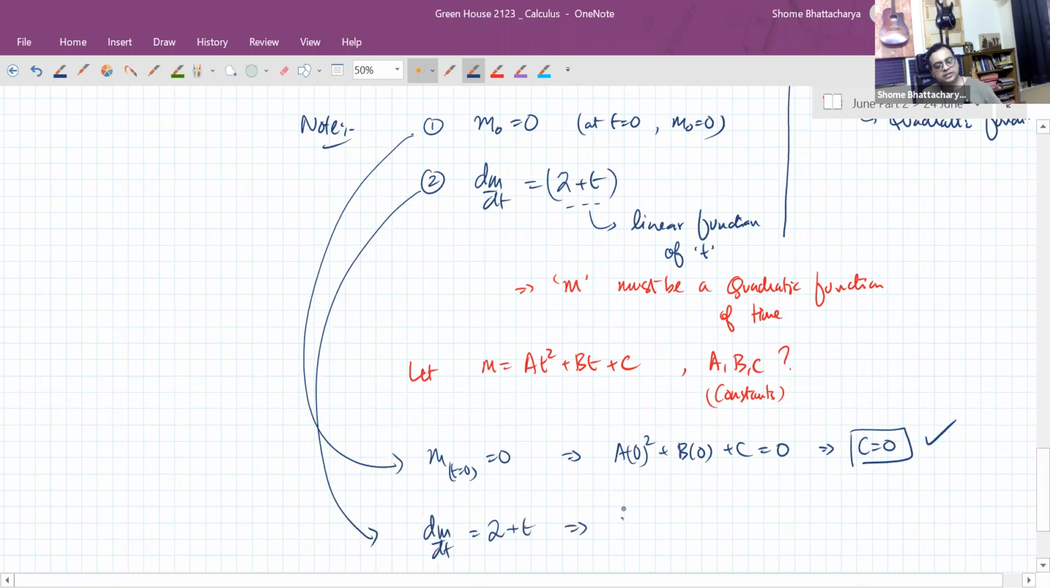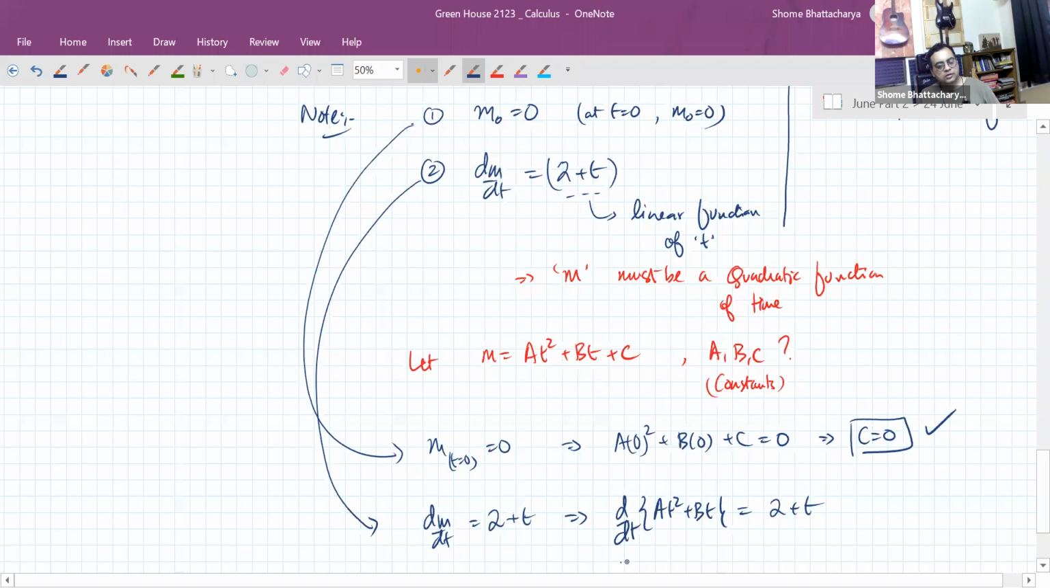Okay, so differentiate this function. Now this function has become at square plus bt because c has already become 0 above. So this should be how much? a is a constant, b is also constant. So this should be equal to 2 plus t.